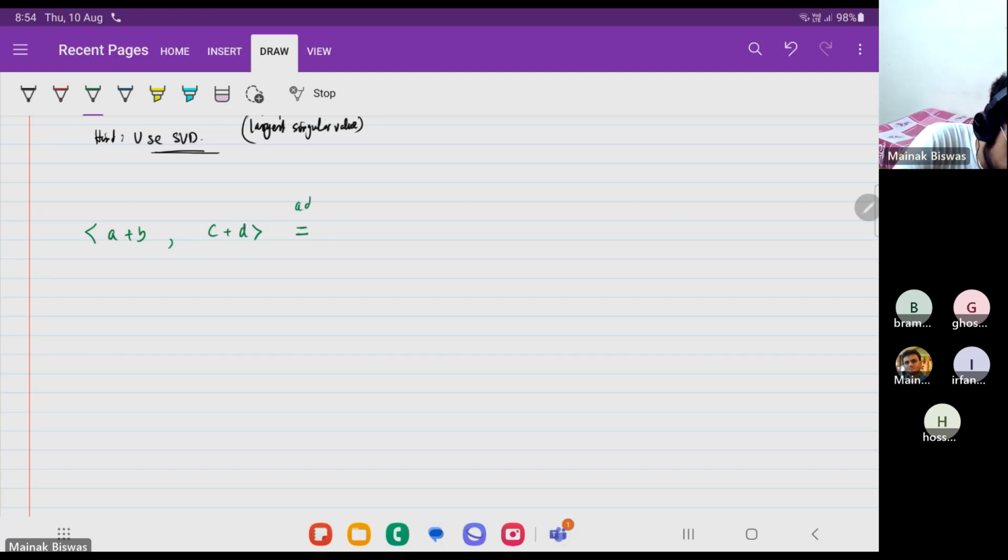Additivity, yes or no? If I use additivity, what will I get? A, C plus D, plus B, C plus D. Very good. And then what will I use?